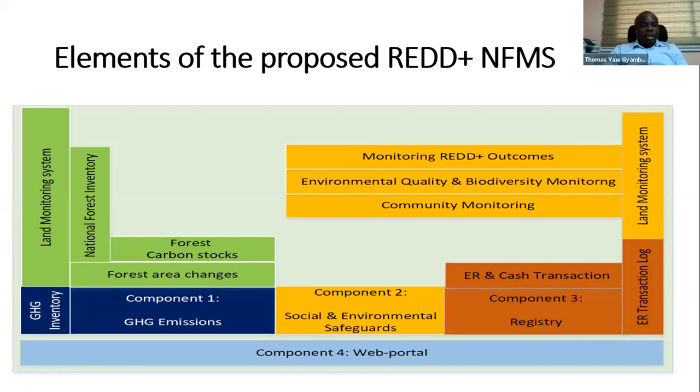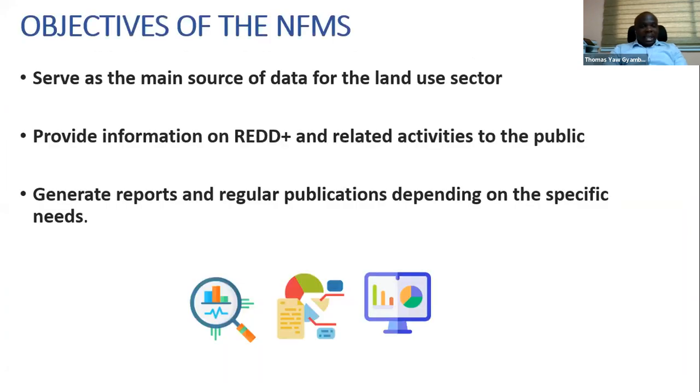And any data that comes from Ghana will be routed through this particular system that Ghana is developing at the moment. Now, the objective of this system, the NFMS, is mainly to serve as the main source for the land use sector in Ghana, so that we don't have so many reports sitting on people's desks or in other institutions, and this will be the main source of reports for anyone in Ghana or outside Ghana who wants anything on Ghana's land sector.